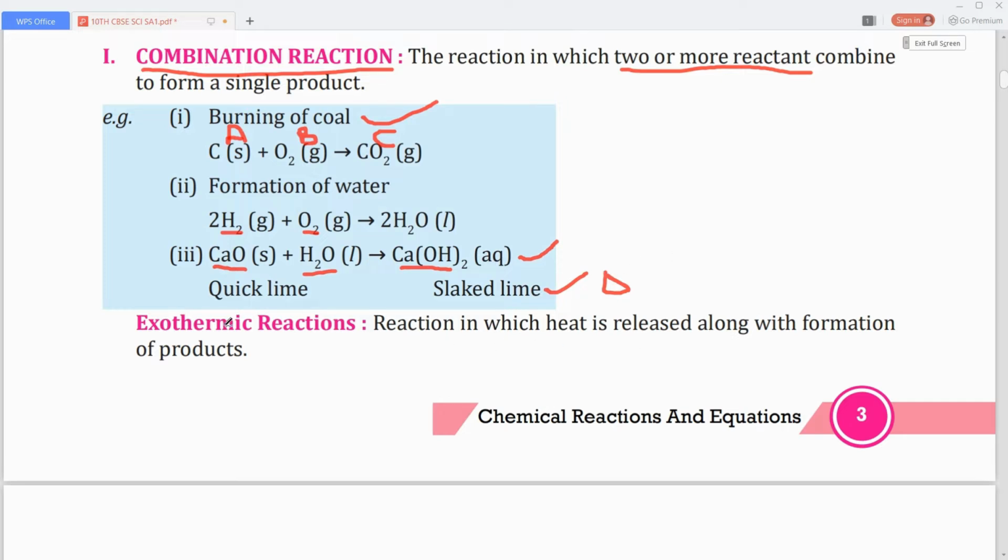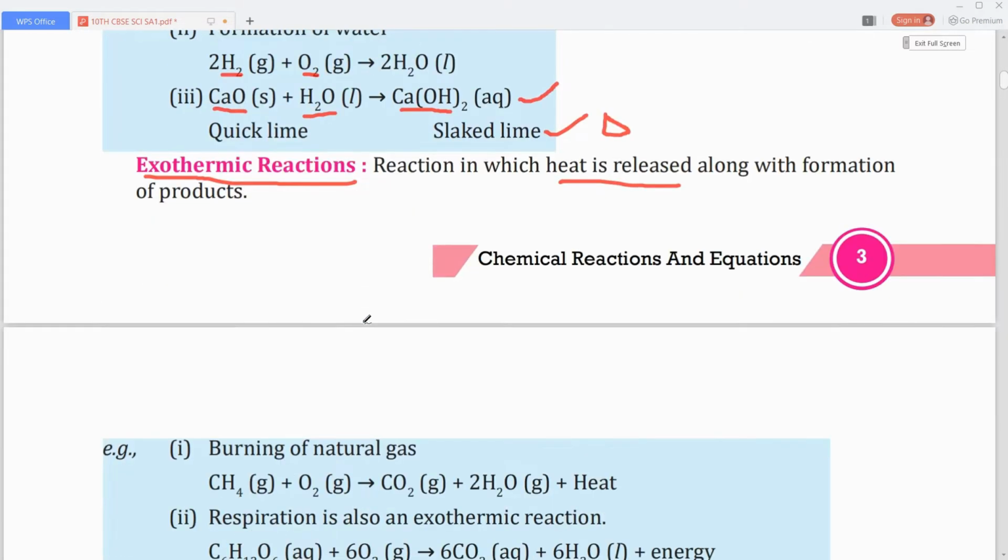So that is why the definition of exothermic reaction is also necessary. A reaction in which heat is released. So in the above reaction, heat is released, so we can say it is also an exothermic reaction. Heat is released along with the formation of product. So when quicklime plus water gives slaked lime, it is an exothermic reaction.